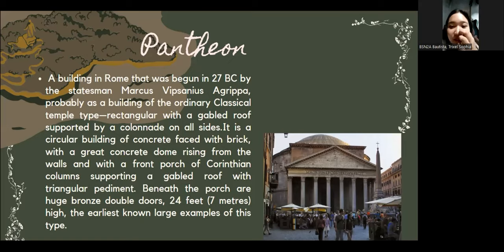So the Pantheon is a building in Rome that was begun in 27 BC by the statesman Marcus Vipsanius Agrippa, probably as a building of the ordinary classical temple type, rectangular with a gabled roof, supported by a colonnade on all sides. It is a circular building of concrete faced with brick, with a great concrete dome rising from the walls, and with a front porch of Corinthian columns supporting a gabled roof with triangular pediment. Beneath the porch are huge bronze double doors, 24 feet or 7 meters high, the earliest known large example of this type.